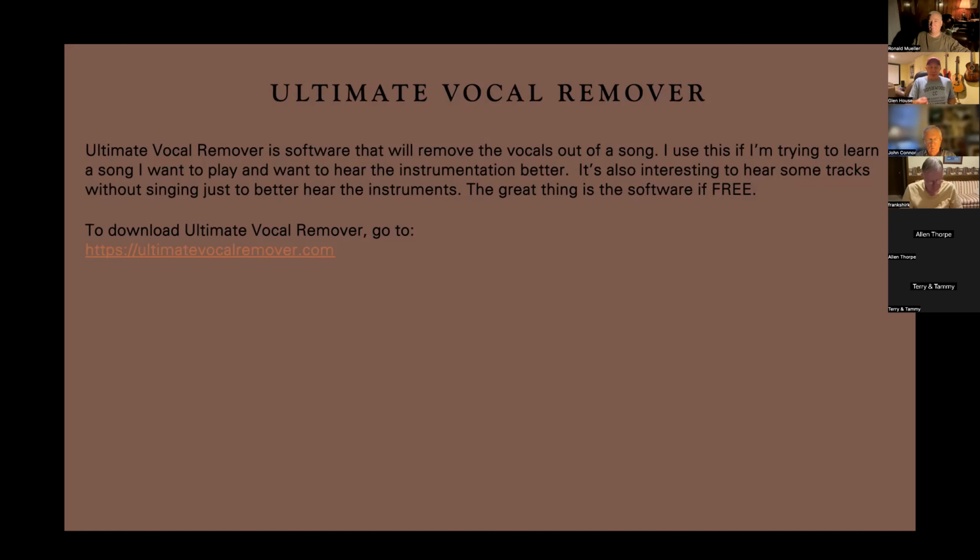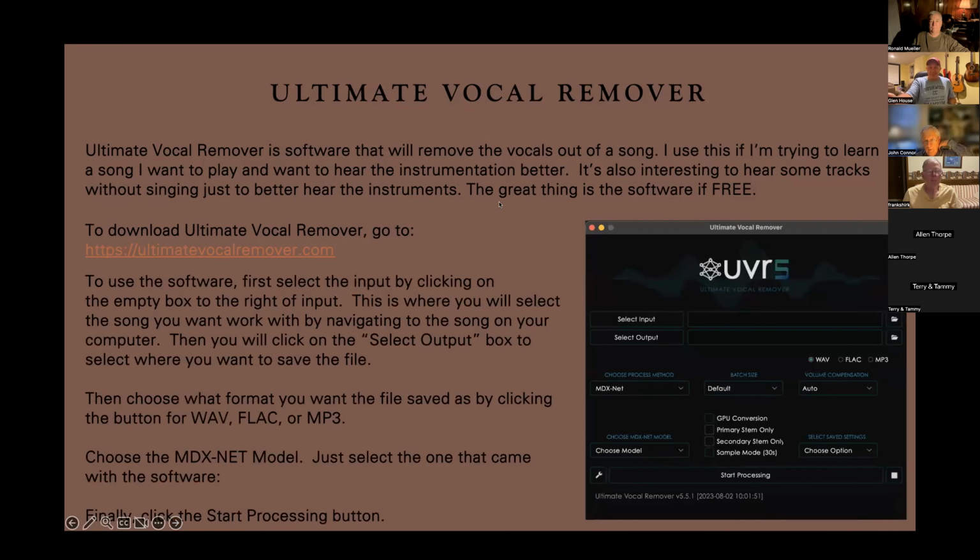The great thing about this software is it's free. So you can go here. I've got the link. You can download this. Some of the things in here, I don't even play with. But all you've got to do is first select your input, and you just click on the box to the right of input. That's where you select the song. So you might want to go into your music folder, where you keep all of your Apple Music, iTunes. It still says iTunes Music folder on my computer. And I click the song I want. Then I click where it says select output. And then I'm just simply telling it where to save the file.